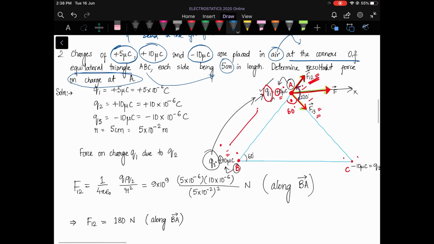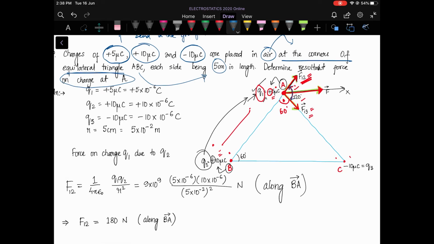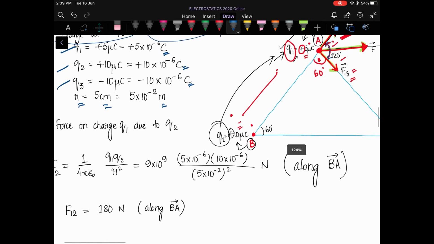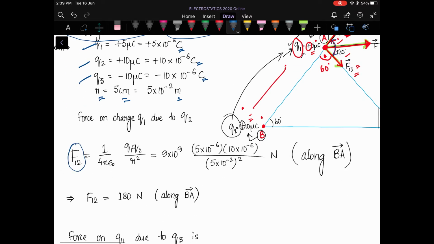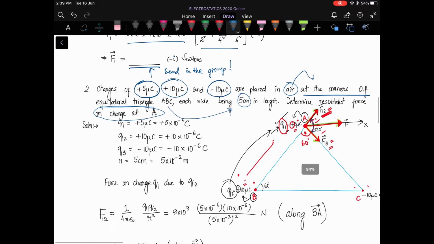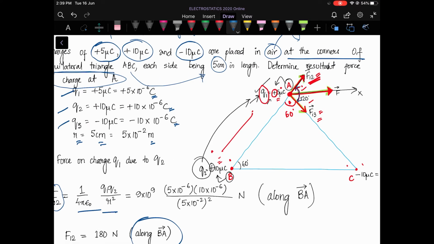Here you can see we are not using any i cap or j cap or k cap. That's not required right now. You can still do this problem without the unit vectors. We have written Q1, Q2, Q3 in SI units. We have written R, which is 5 centimeters, in meters. Then we have written the force on the first due to the second, which is this formula here. And we found it to be 180 newtons directed along BA. That means from B towards A, this one.